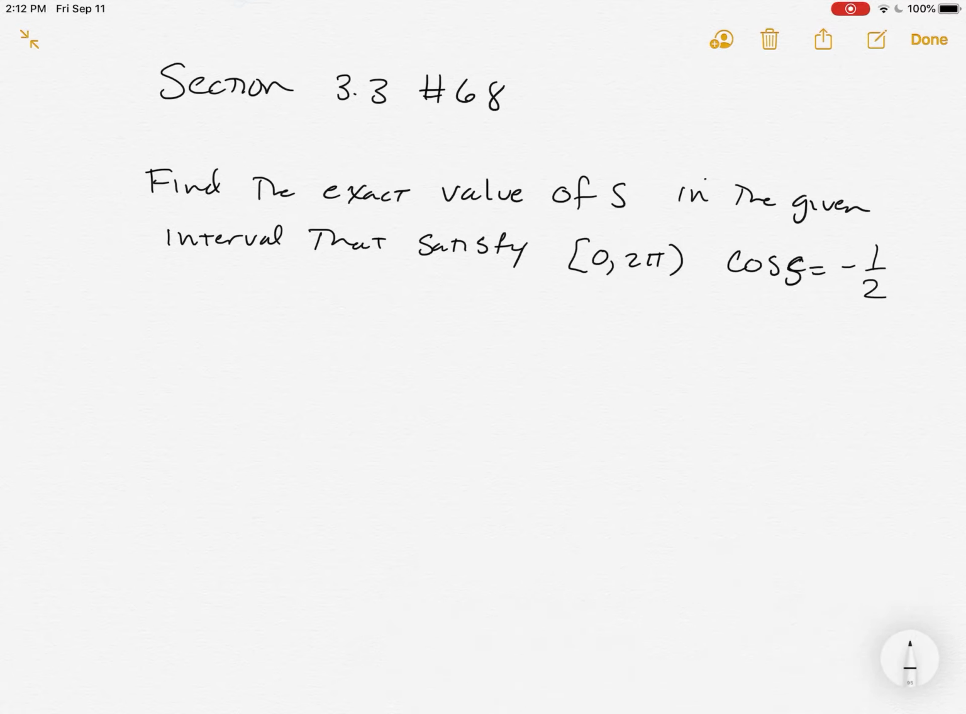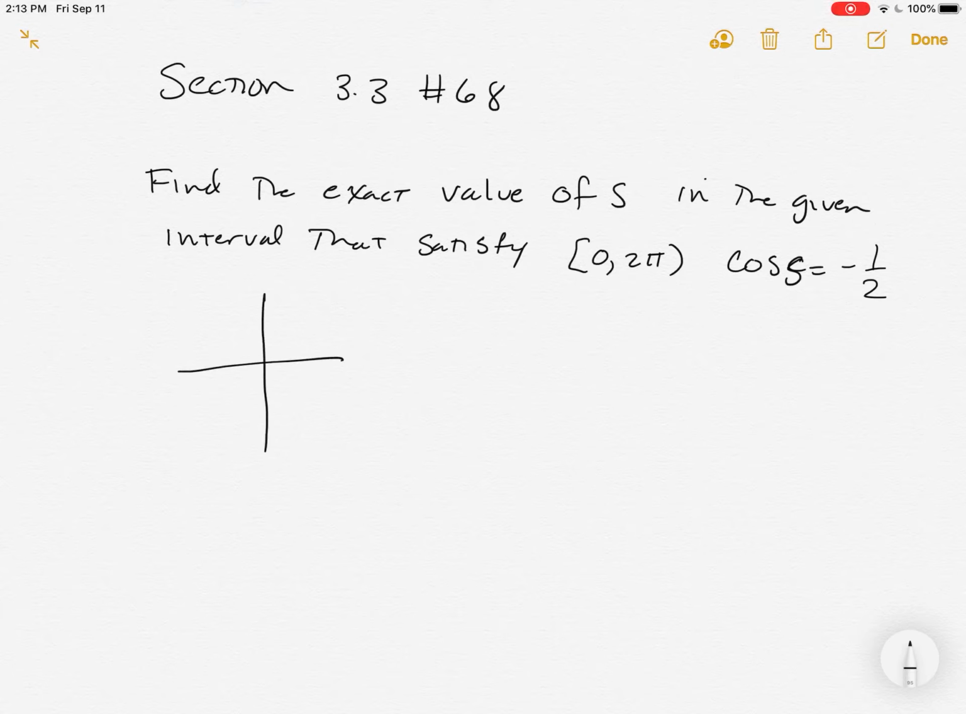cosine value of this angle is -1/2. S is just representing an angle. They're choosing S because they're dealing with the unit circle, and therefore the arc length is the same as the angle measurement, and so that's why they're using S. But S is no different than theta. So essentially they want us to find the angles where cosine of that angle is -1/2 and stay within 0 to 2 pi.